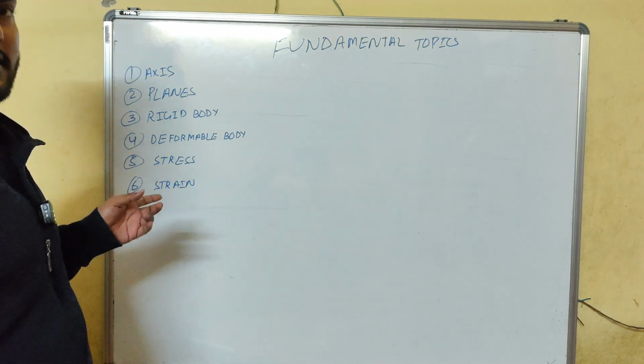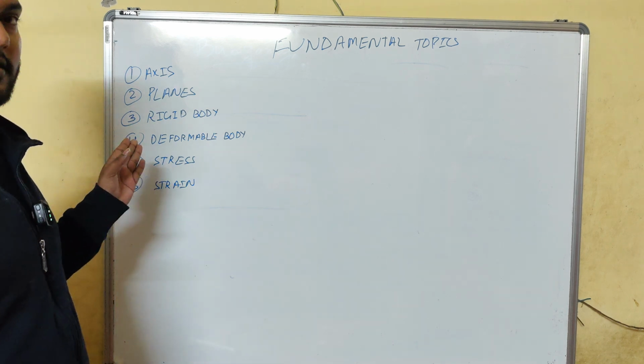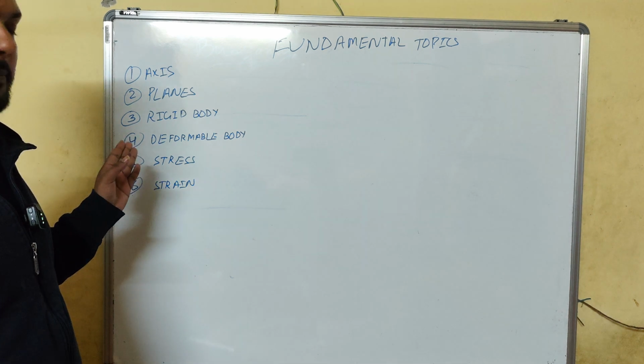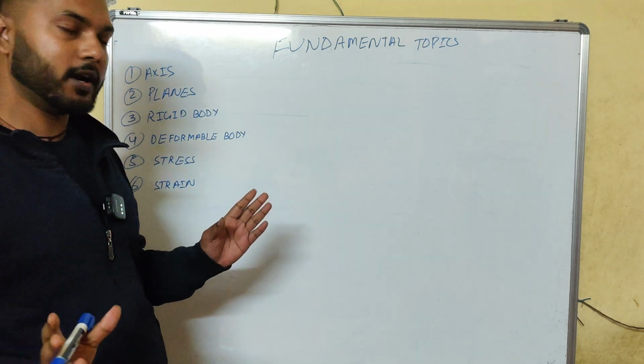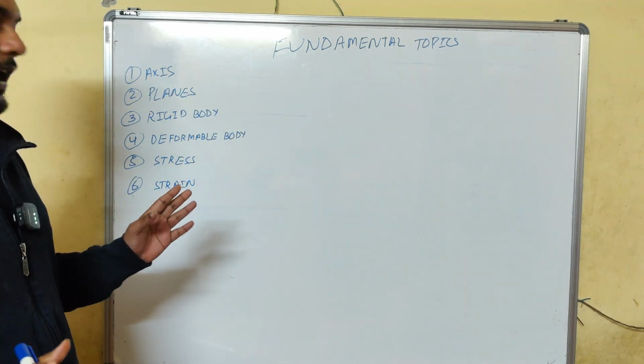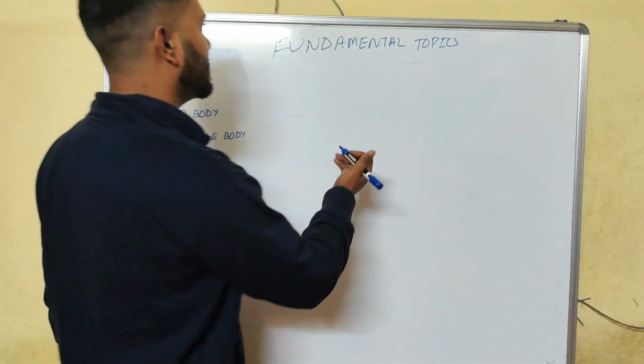Okay, so I just listed out some topics that I will cover today. First one is the axis, second one will be the planes. Third one will be the rigid body, fourth one will be the deformable body, fifth one will be the stress, and final one will be the strain. So let's cover first, that is axis.